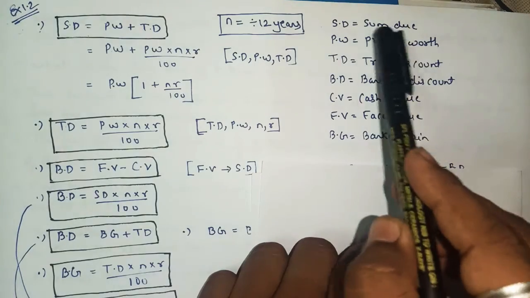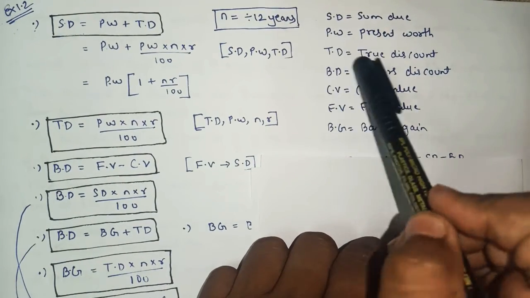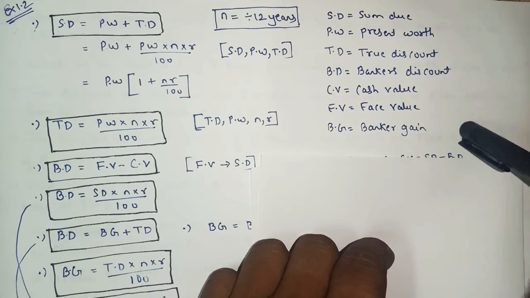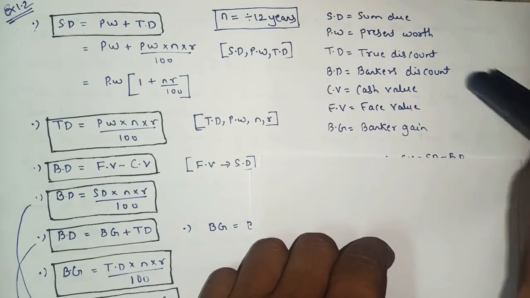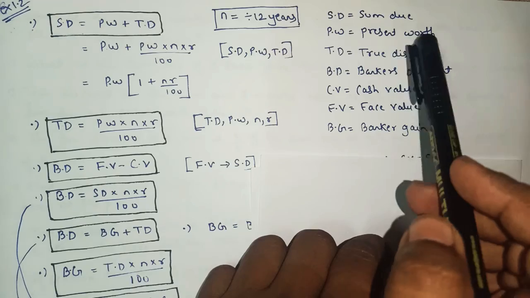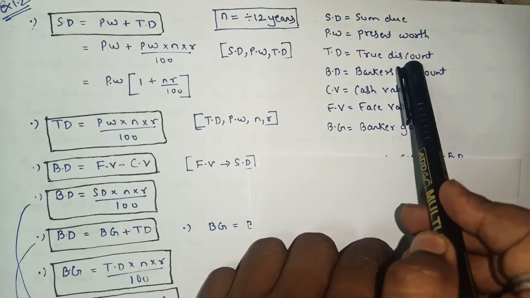SD is known as sum due. So whenever the question says the sum due is rupees 4,000, that means 4,000 is the value of SD. Or if it says find the sum due, that means you have to find SD. PW means present worth. TD is true discount.